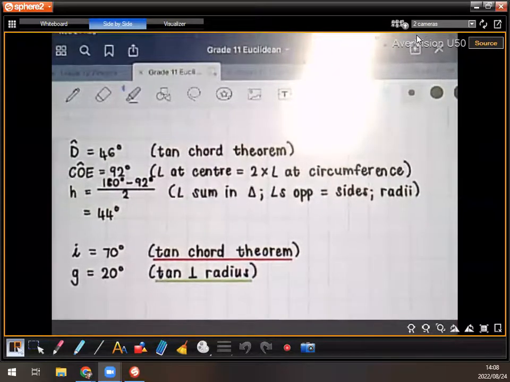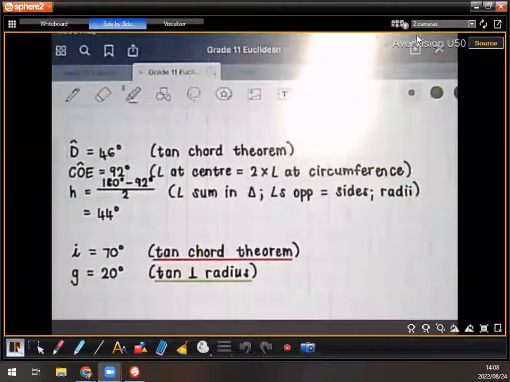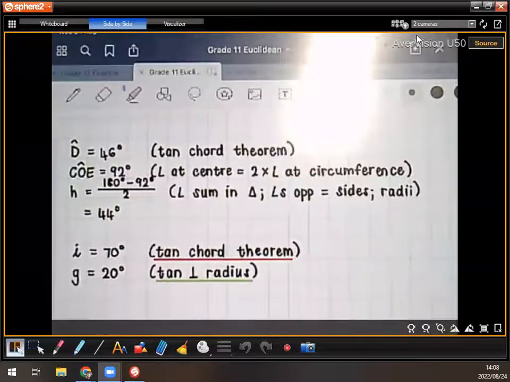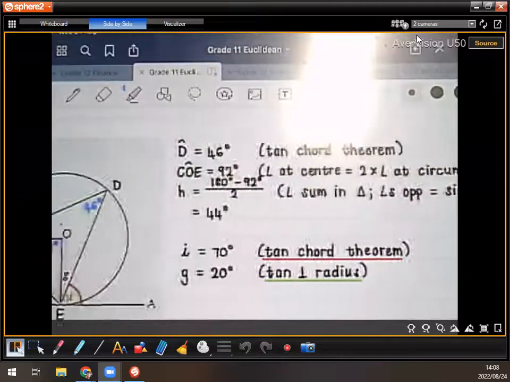This is quite long. It's a bit difficult if there's no mark allocation, right? To know if it's supposed to be a short answer or a long answer. If it says maybe that it's a 6 mark question, then obviously there's more to write. But are you guys fine with finding H like that? So first doing the tan chord theorem, and then working in the isosceles triangle. Quickly, I'll come back to the answers now.